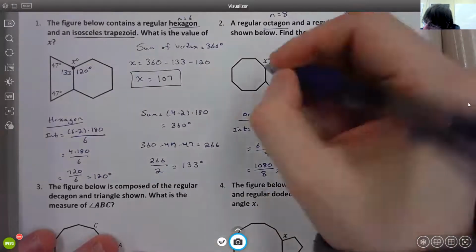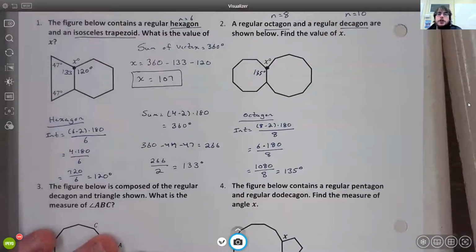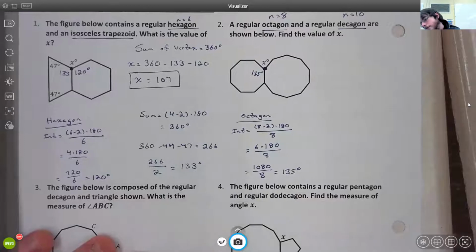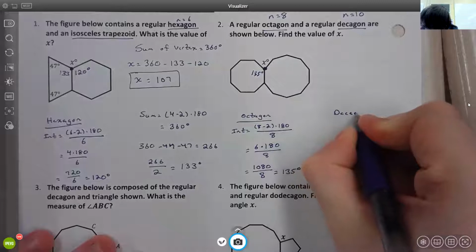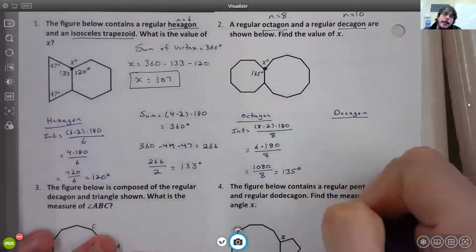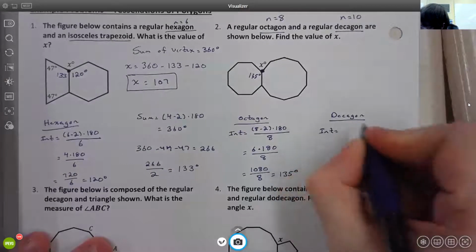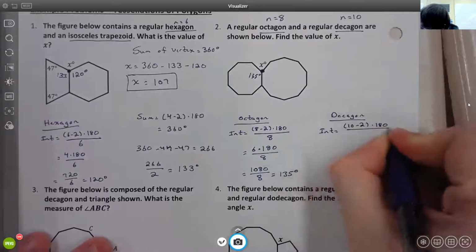So that's the interior angle for the octagon. Now let's look at the decagon. We're going to do the same thing, but this time instead of n being equal to 8, n is equal to 10. So the interior angle is 10 minus 2 times 180 over 10.